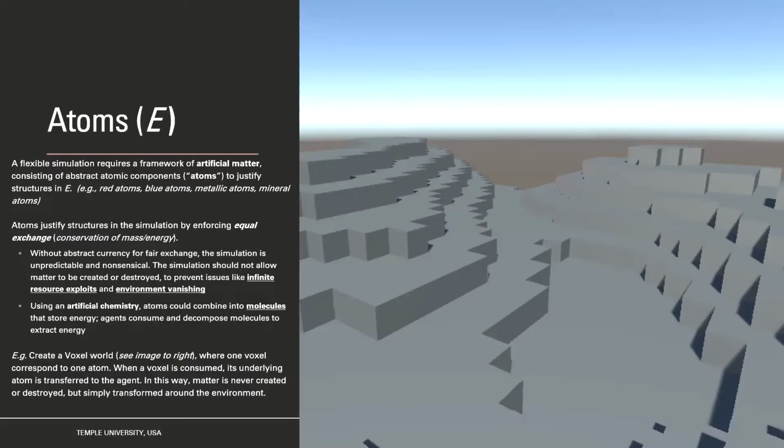So for an example, on the right here, I have this picture of a voxel world. And you could have, for example, one of these voxels or one of these cubes could correspond to a single atom. And then when an agent consumes one of these voxels, the underlying atom would be transferred to the agent. And so in this way, the matter in the environment is never created or destroyed, but it's simply transformed around the environment.